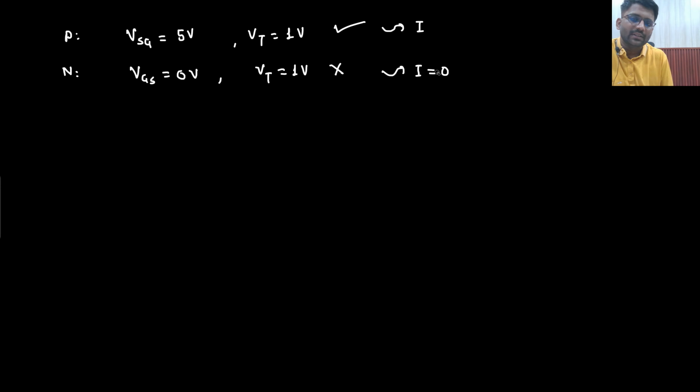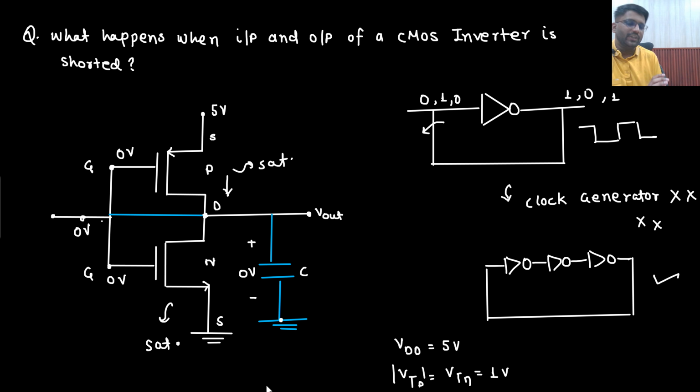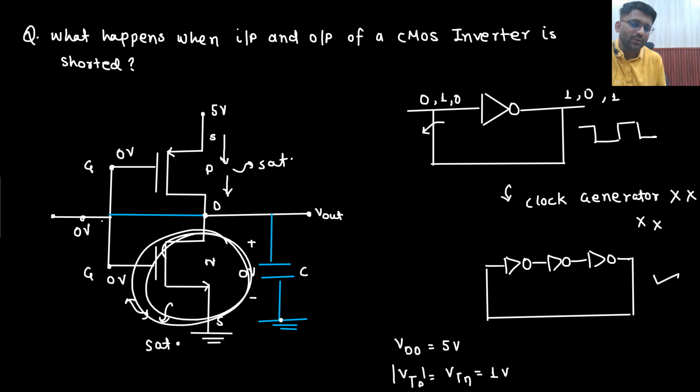Here it will drive some current. I don't care about the value of the current, but this will drive 0 current because VGS value is 0. So now some current is being driven from the upper side. This particular circuitry is taking 0 current. Then where would the current go? The complete current would flow through the capacitor only.